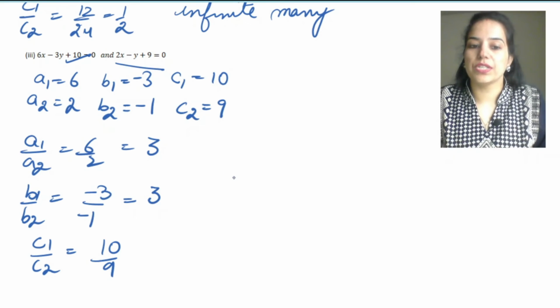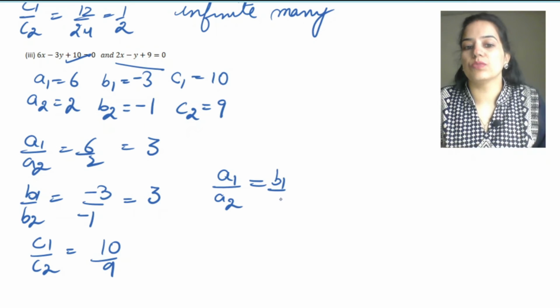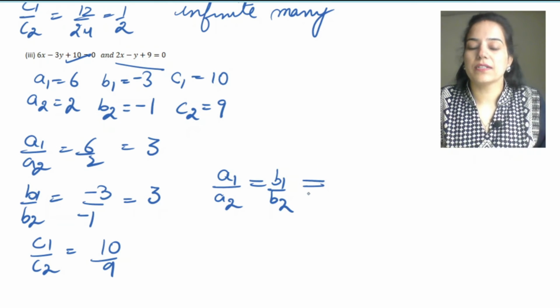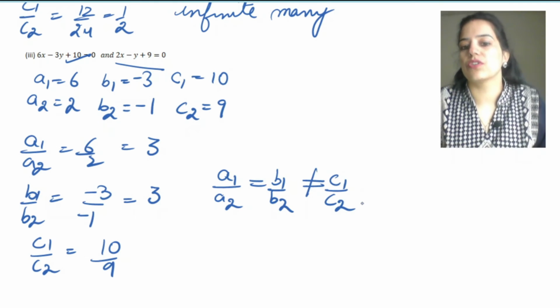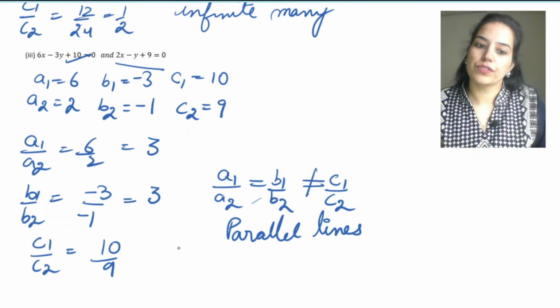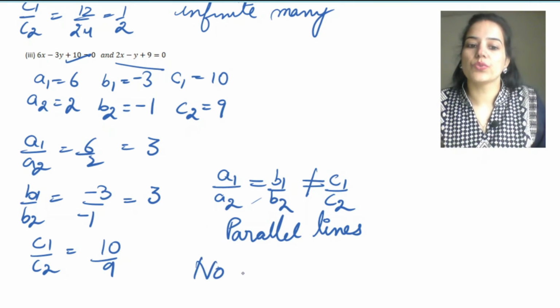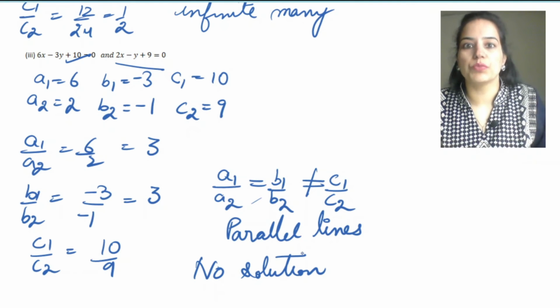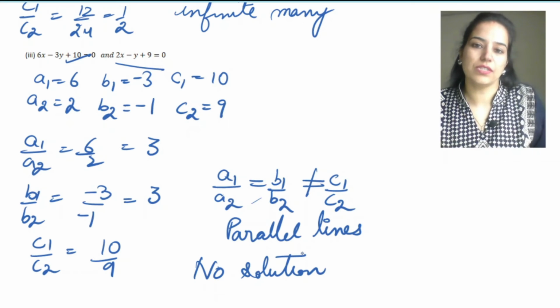So what are we concluding here? That A1 by A2 is equal to B1 by B2. Their slants are equal, but the distance from the origin is not equal. That means these are parallel lines. These are parallel lines. And if you look for the solution, there will be no solution, right? Because there is no point which is common to both of them. So there will be no solution in this case.